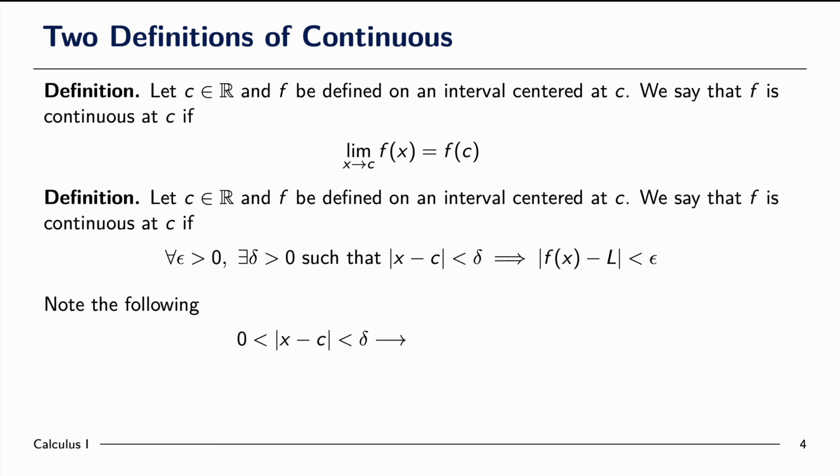Now note the following. In our definition of a limit, we say that 0 is less than the absolute value of x minus c is less than delta. This means that x cannot equal c. However, in our definition of continuous, we say that the absolute value of x minus c is less than delta. So this means that x can equal c. And that is a very notable difference between the definition of a limit and the definition of continuous.